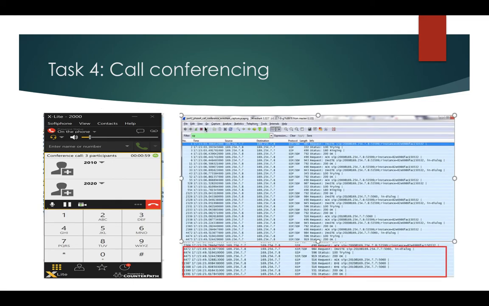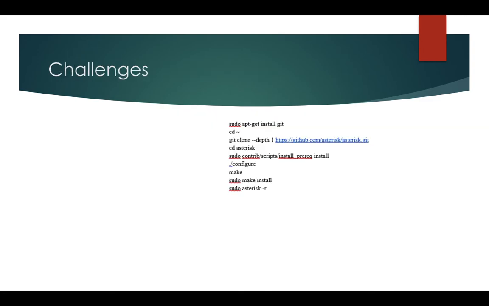This Wireshark capture is very similar to before, and I just want to show you the highlighted part where we can see that the SIP messages BYE and OK were seen twice, which indicates that the termination of the conference call between 3 users was accomplished successfully.